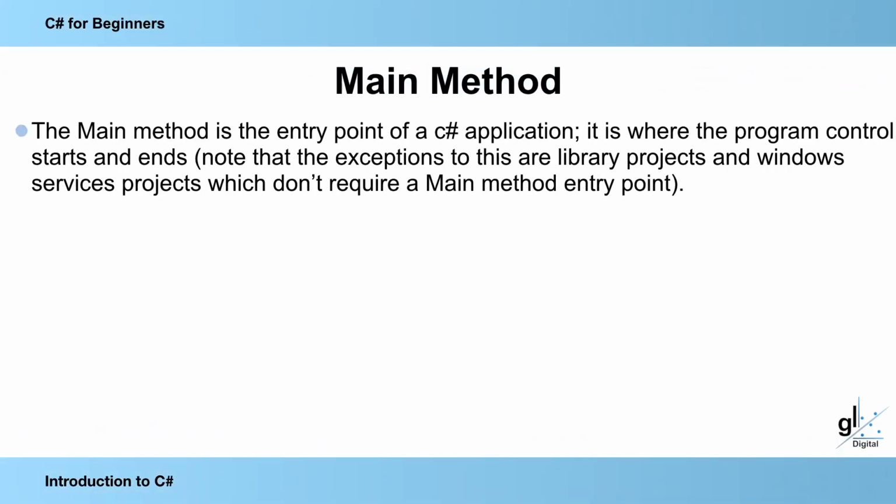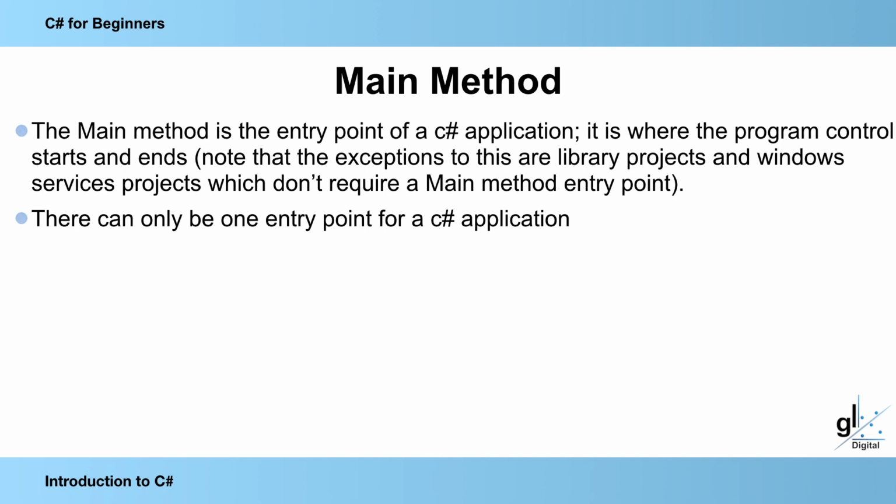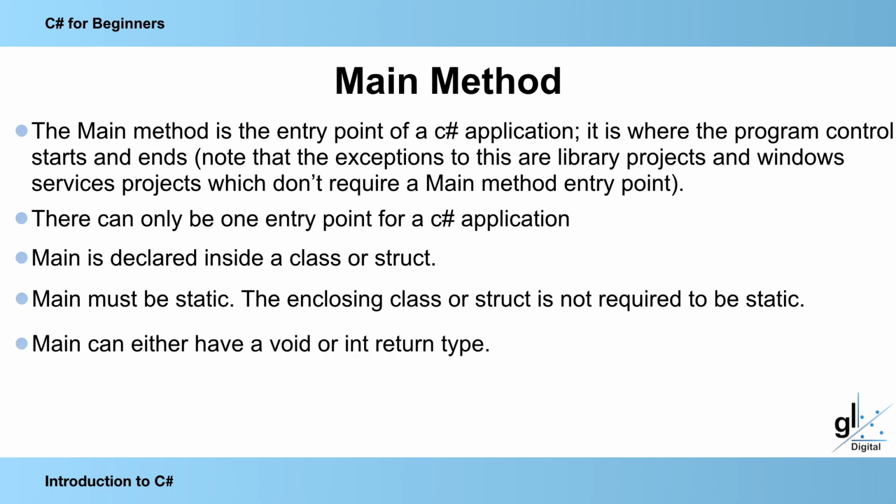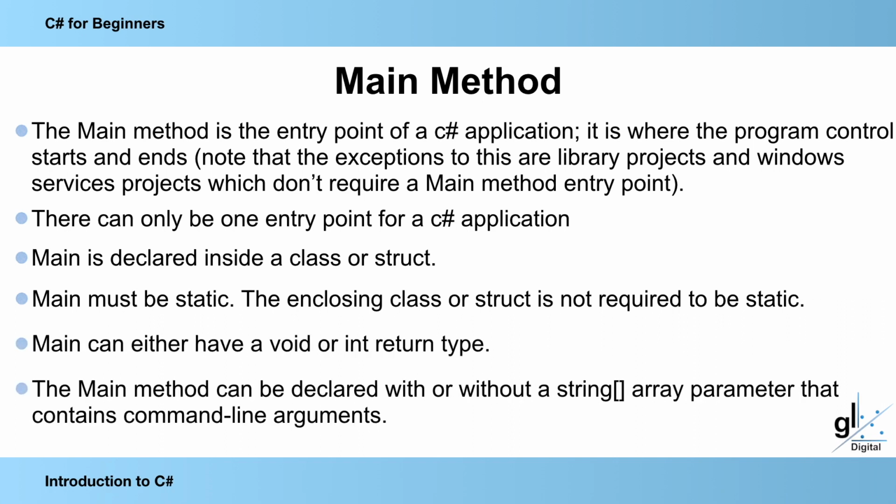The main method is the entry point of a C# application. It is where the program control starts and ends. Note that the exceptions to this are class library projects and Windows Services projects, which don't require a main method entry point. There can only be one entry point for a C# application. Main is declared inside a class or struct. Main must be static. The enclosing class or struct is not required to be static. Main can either have void or int return type. The main method can be declared with or without a string array parameter that contains command line arguments.